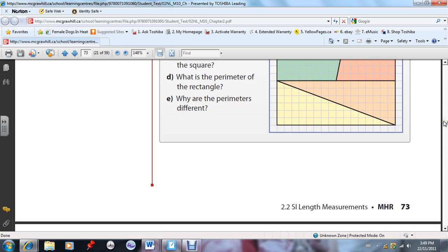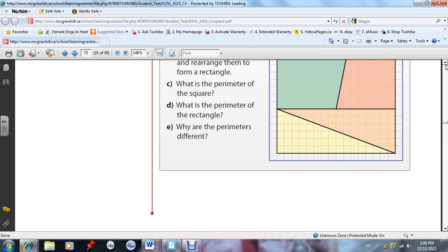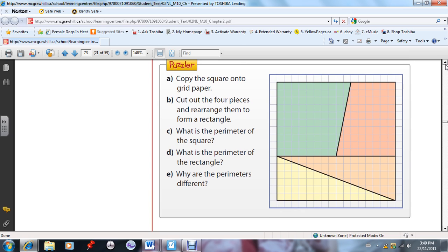Well, what I want you guys and girls to do, you can try this little creature here. I like this one here. It says it's a puzzler. Copy the square onto grid paper. You don't need to copy it onto grid paper, but you can copy it down in your notebooks. And what you can do is measure the perimeter of the square when you make the square. Okay, measure the perimeter of the square using a ruler, and you can do that in centimeters or millimeters. It doesn't matter what you use. Then you can find the perimeter of the rectangle.